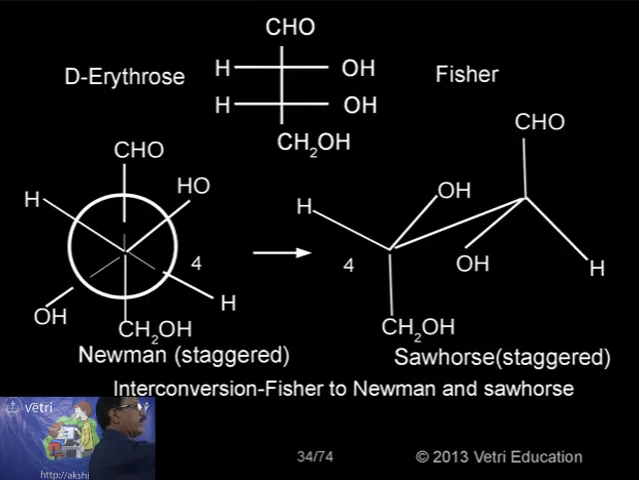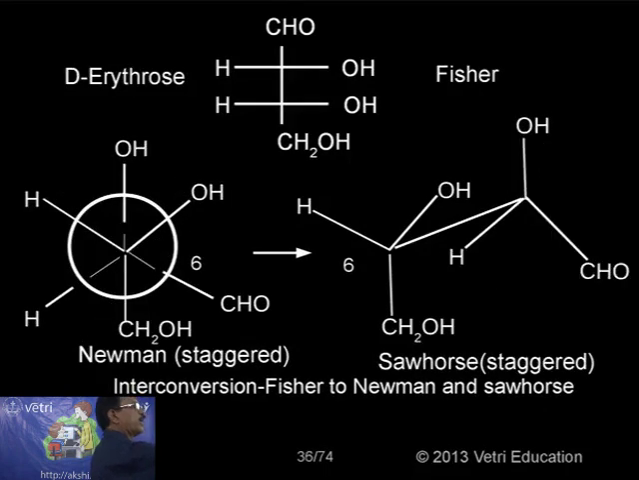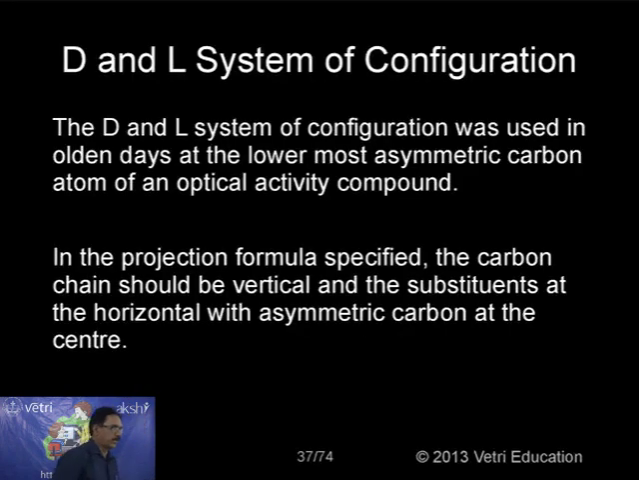So that is regarding the conversion of the Sawhorse formula, that is Fischer to Newman and Newman to Sawhorse. This is very, very easy. Once you predict the Newman projection, conversion will be very, very easy. Okay, let me go to the next.